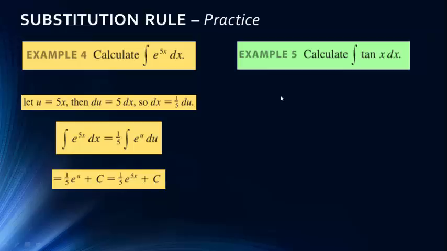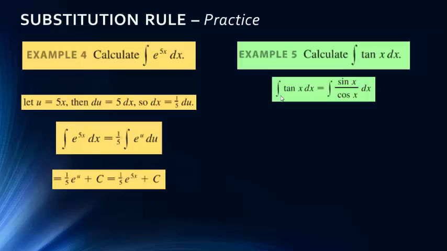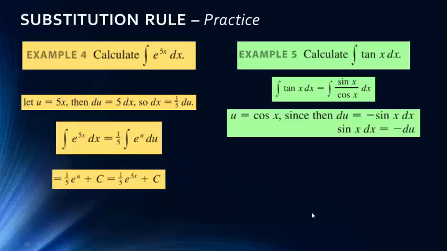Last one here. I think this is the last one, I'm not sure. Example 5. Now, this looks straightforward, right? The integral of tangent x dx. If we first rewrite this as a ratio of sine x over cosine x, notice now we have two functions, sine and cosine. Well, if I set u equals cosine x, and the reason I do that is so that the dx is going to be in the numerator here instead of the denominator.